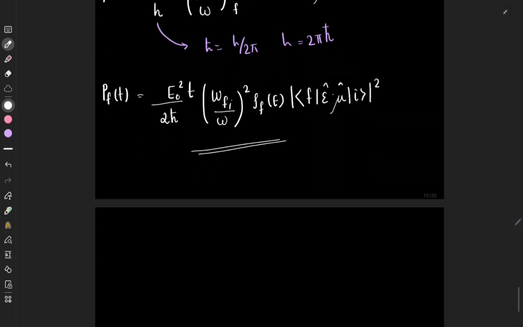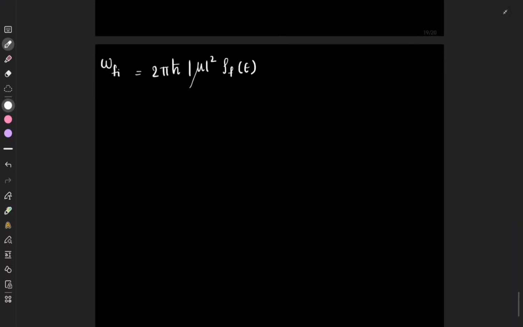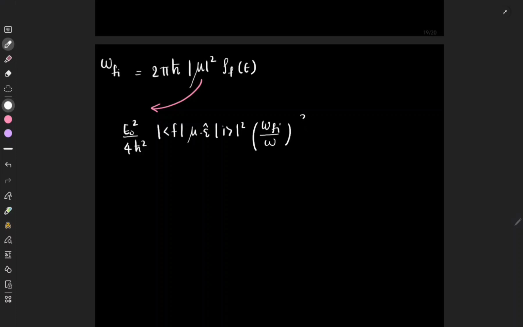Okay. Next, there's something called the rate of absorption, that is omega fi. By definition, it is 2 pi by h cross, mod mu square, rho f of E, and this mod mu square is nothing but E naught square by 4h cross the TMI square, omega fi by omega the whole square. So it's by definition, it seems. We don't have a proof for this.